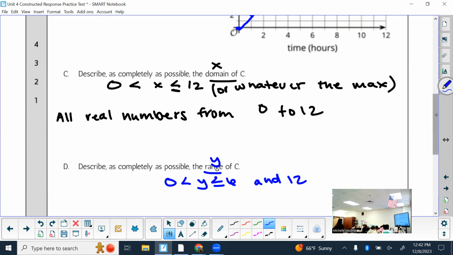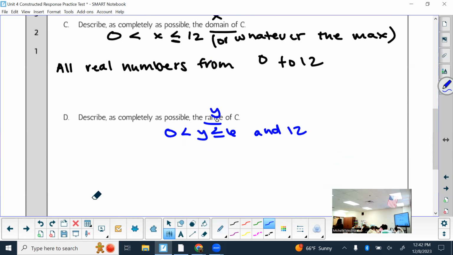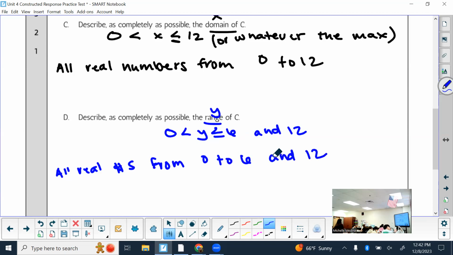You could also summarize that in words. Like all real numbers from 0 to 6, and then the number 12. So whatever your y values could be, using in the group. Questions on that?